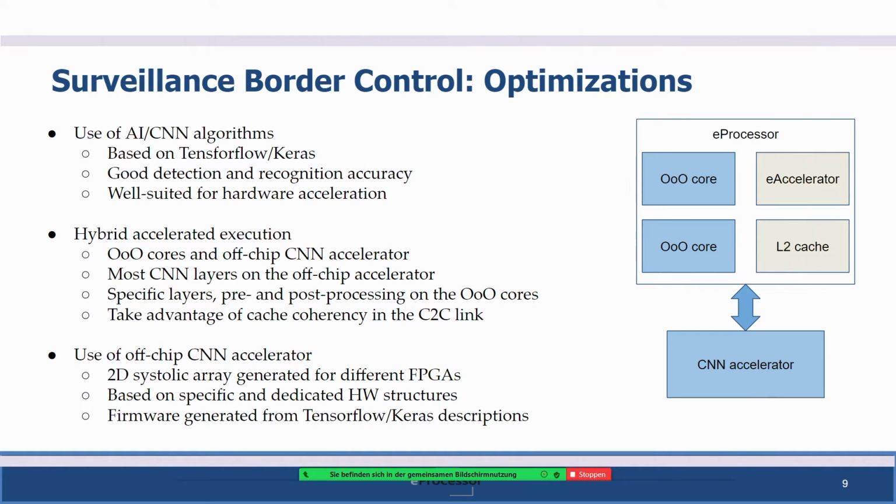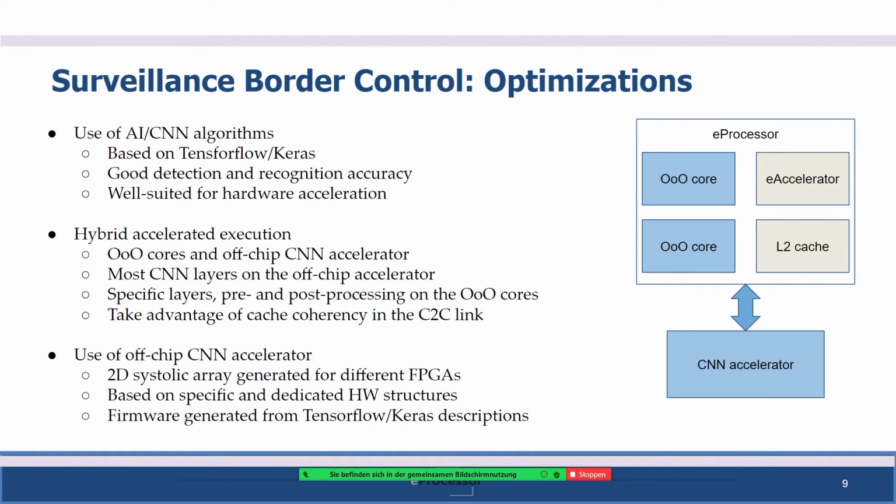In particular, the surveillance border control application is going to also use a hybrid accelerated execution model where most CNN layers are going to be offloaded to the off-chip accelerator, the CNN accelerator. You see it here in blue. And then some other specific layers, as well as the pre-processing and the post-processing of the data and the results, are going to be done on the out-of-order cores of the eProcessor chip.